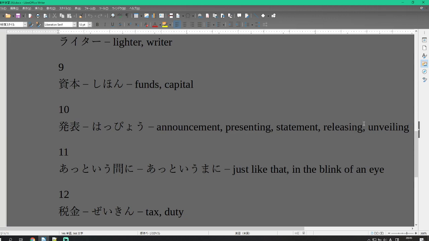Hapyo. Hapyo is an announcement, presenting of something, or an unveil.